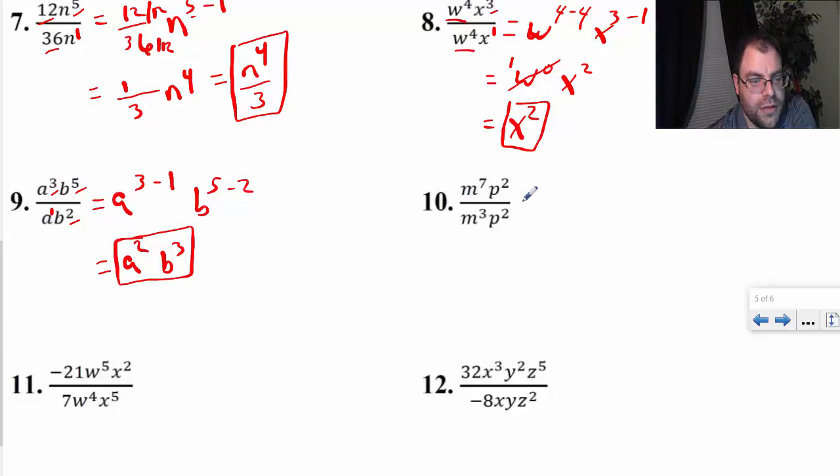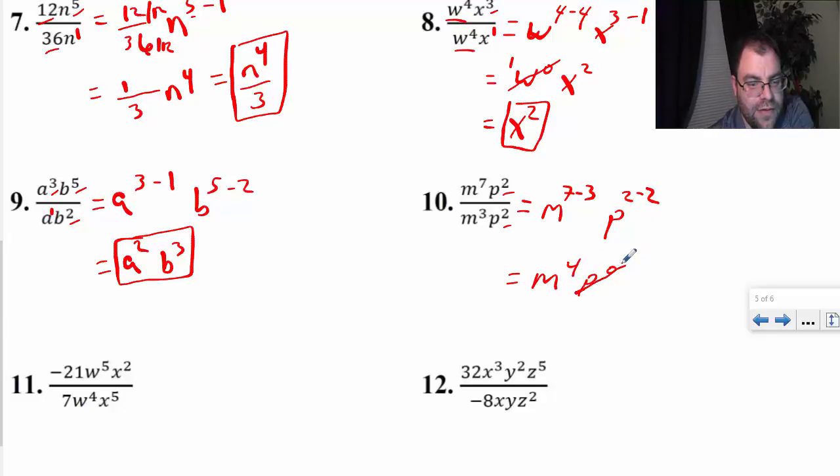Alright, we keep going. Let's not stop. We're almost done here. So we got m's. We got 7 minus 3. So m to the power of 7 minus 3 times p to the power of 2 minus 2. That's going to give us another 0. So 7 minus 3 for m is going to be the power of 4. This is going to be p to the power of 0.